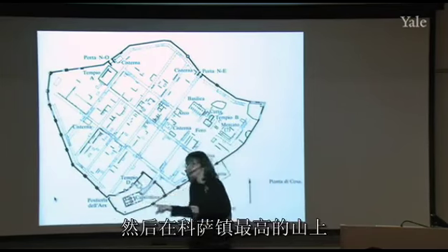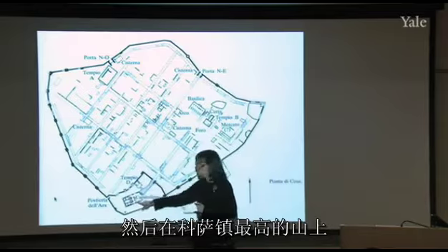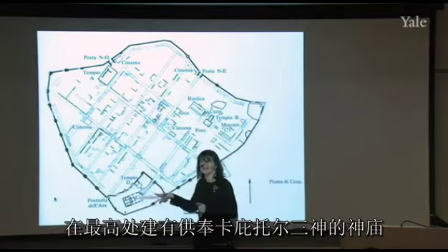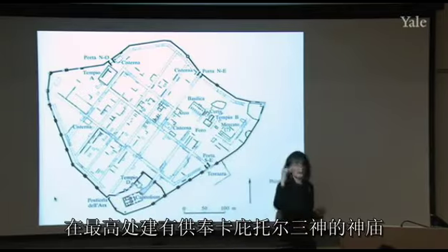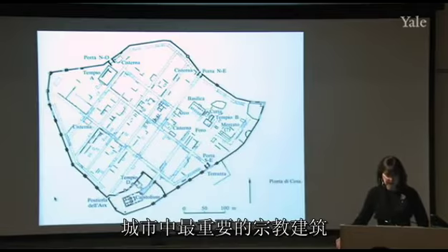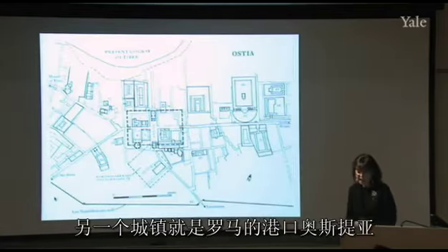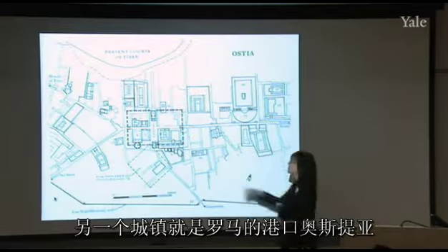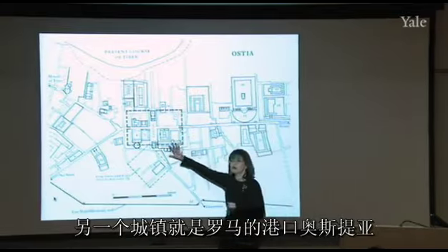And then on the highest hill of the town of Cosa, a Capitolium, a temple to Jupiter, Juno, and Minerva, on that highest spot, the most important religious structure of that town. That's the town of Cosa. And then the other more important one is the town of Ostia, the port of Rome.